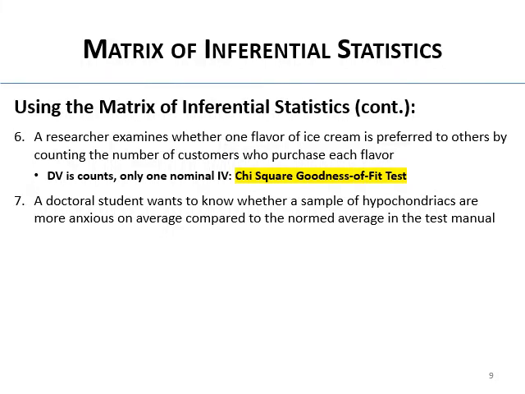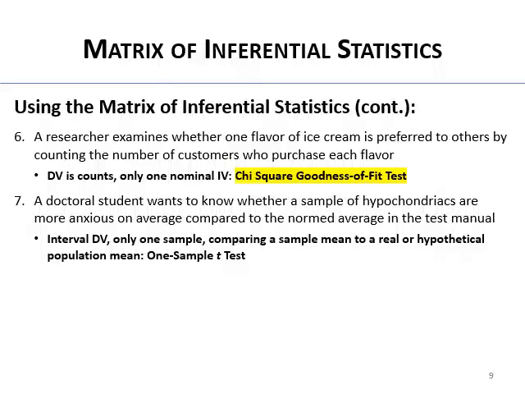ratio, one sample, and we want to know if they differ from some hypothesized population mean. That is, in the back of these test manuals, they'll say what's the typical score for someone of a given age and sex. And that's basically what they're doing. They want to know if hypochondriacs are more anxious on average compared to expected for their age and sex. And so this is one sample, DV that is interval or ratio. You've got a one sample t-test.